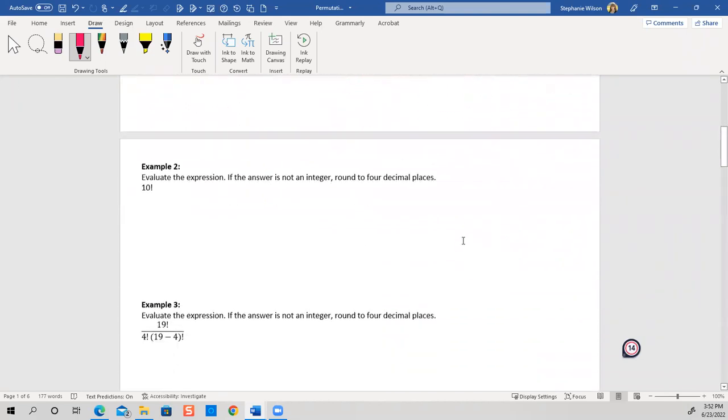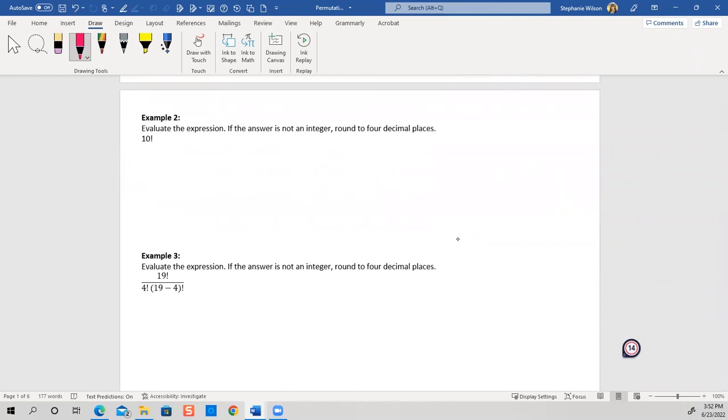Example 2 says we're going to evaluate this expression. What is this expression? If you notice this exclamation point, this is factorial. Factorial means I'm going to take that 10, and then I'm going to multiply 1 minus it, 1 minus that one, and just keep going all the way down till I get to 1. However, your calculator would do 10 factorial if it's a scientific calculator. And the answer comes out to be 3,628,800.